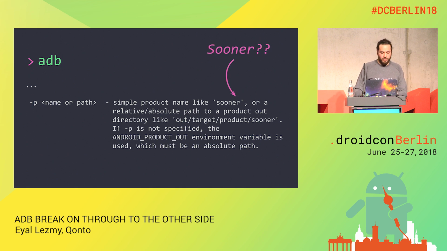Sooner. So the sentence is simple: product name, like Sooner, and etc. So when I read that, I said, well, what is a Sooner? I remember the first devices and all the Nexus code names, no Sooner in it. So who knows what the Sooner is? Nobody. Oh, I like it. Here's the Sooner.